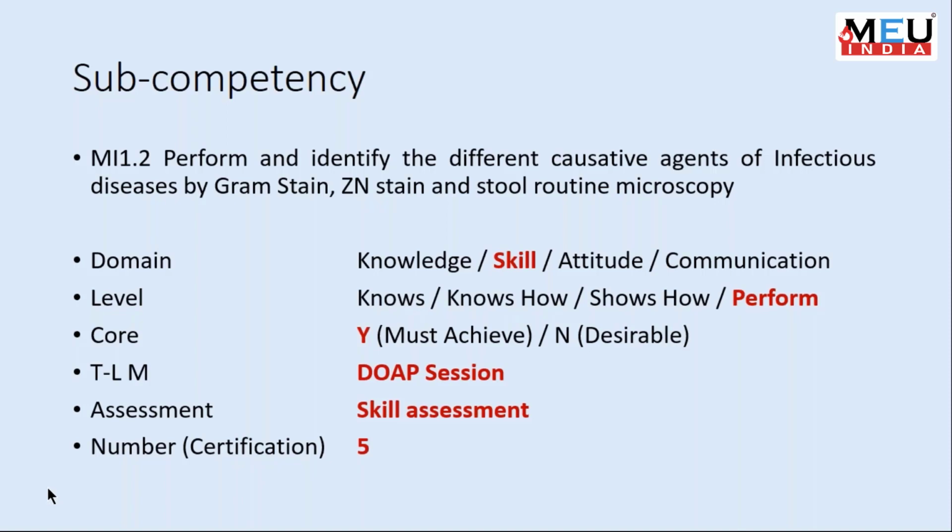Teaching learning method is DOAP, that is demonstration, observation, assistance, and performance. We'll talk about this all later on during the course. Assessment is skill assessment, and numbers required, performance number is 5. So this is what is important, understanding the subject competency which is being given. Remember that this is what we are going to focus on. This is what we are going to teach the student. Student should learn this, and this is what is to be assessed.